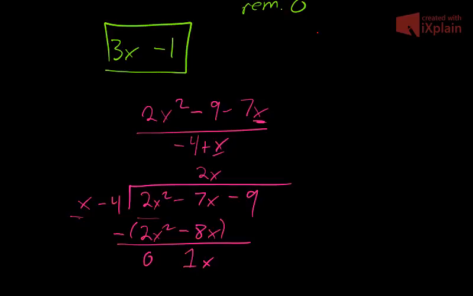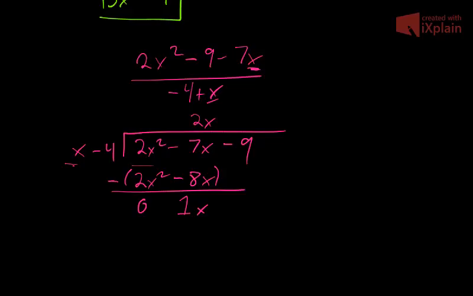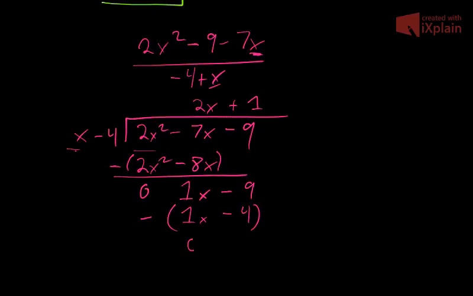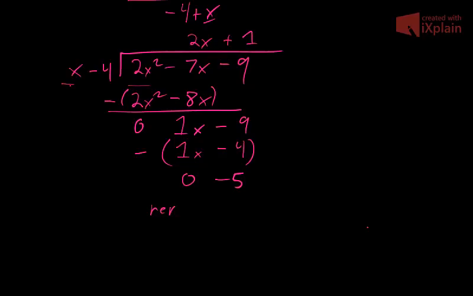So now I'm asking myself, how many times does x go into 1? Well, x goes into 1x one time. So I end up with 1x minus 4. I'm going to bring down my 9. So 1x minus 1x is going to be 0, and negative 9 minus negative 4 is negative 5. So that's going to be my remainder. I have a remainder of negative 5.